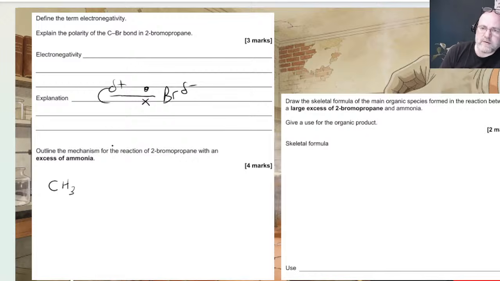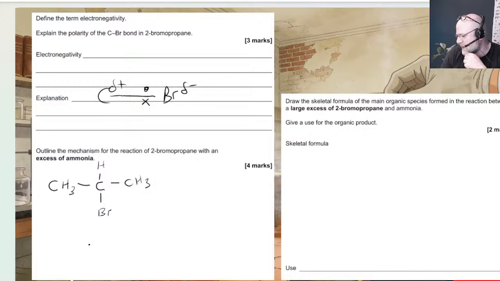Okay, so 2-bromopropane. Oh God, can't I do that? I should probably just do skeletal. Let's not do skeletal. Let's do it like this then. Okay, with excess ammonia. So what's going to go on here, folks? What do I need to draw?